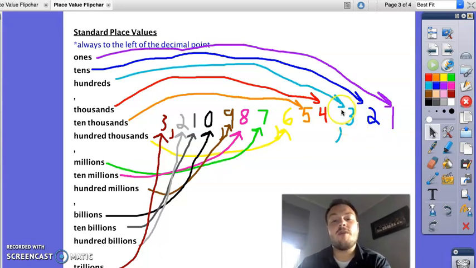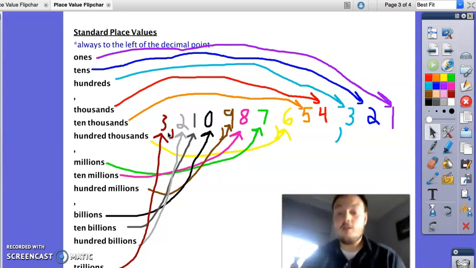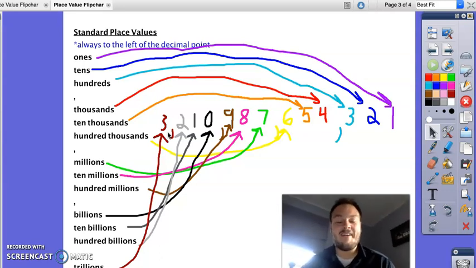So after the hundreds, we have the thousands, 10,000s, 100,000s, another comma. Your millions, 10 millions, 100 millions, another comma. Following your 100 millions, you have your billions, 10 billions, 100 billions, and finally your trillions. And again, these numbers are infinite, so they could go on and on, but we're just going to stop right here because this is really all you need to know as far as 5th grade math is concerned.